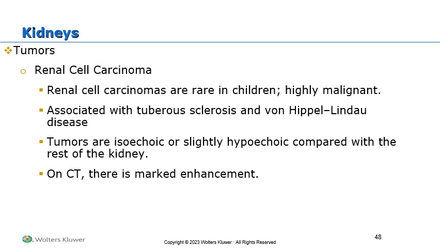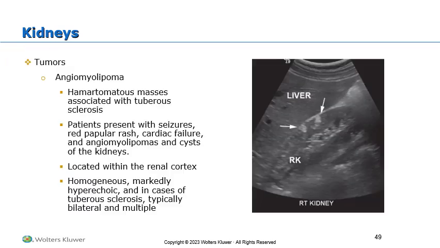So these tumors are usually isoechoic or hypoechoic to the kidney. If the patient were to have a follow-up CT, they would see marked enhancement where there was a lot of contrast uptake by these renal cell carcinomas because they're going to have a high metabolism and they're going to need a lot of blood supply. How that translates to ultrasound, we're going to see hyperemia in these masses.